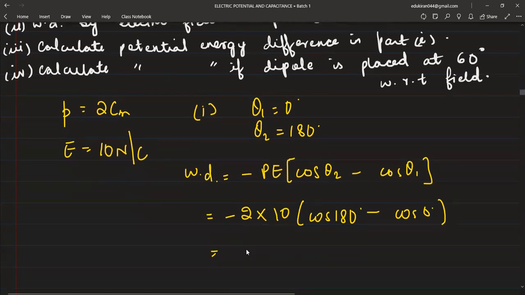So this is equal to minus 20. This is minus 1, this is minus 1. So minus 1 minus 1 means minus 2. Minus 2 into minus 20 is 40 joules, right? This is the answer for the first part.